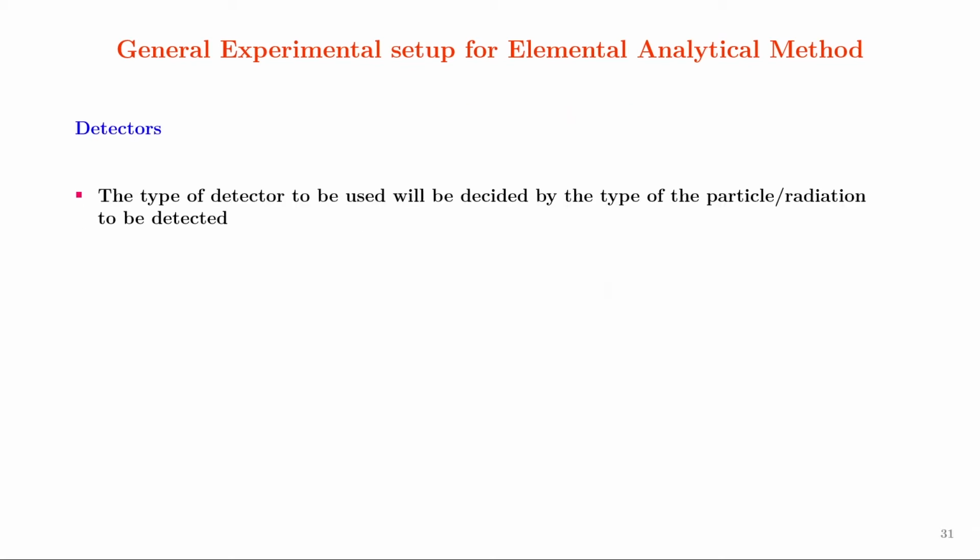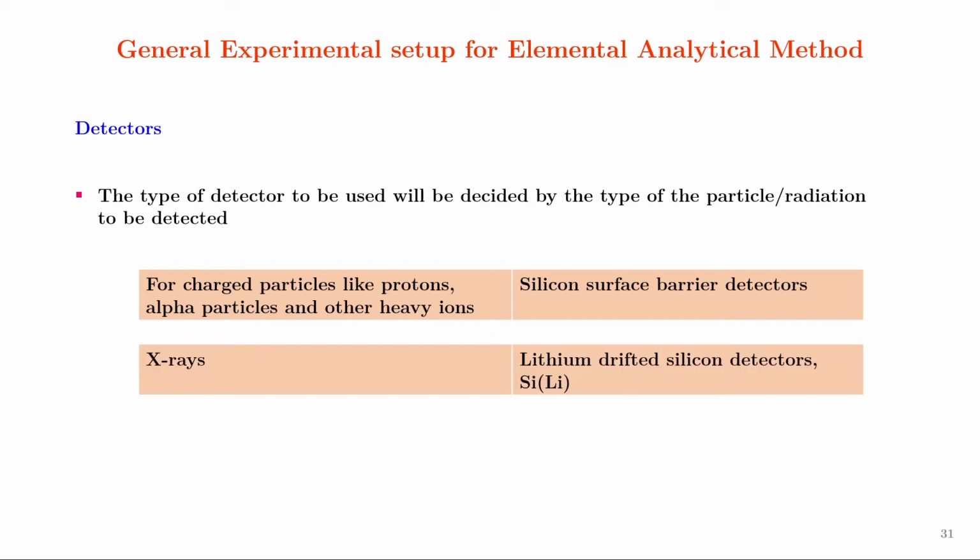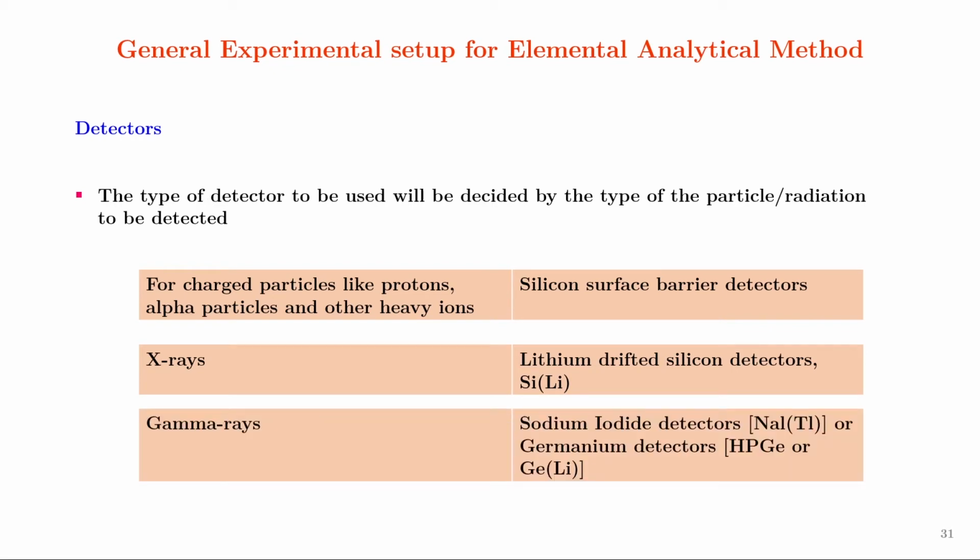The type of detector to be used will be decided by the type of the particle or radiation to be detected. If we are to detect charged particles like protons, alpha particles and other heavy ions, we can use silicon surface barrier detectors. If it is X-rays, we can use lithium drifted silicon detectors. If it is gamma rays, the detectors can be sodium iodide detectors or germanium detectors.